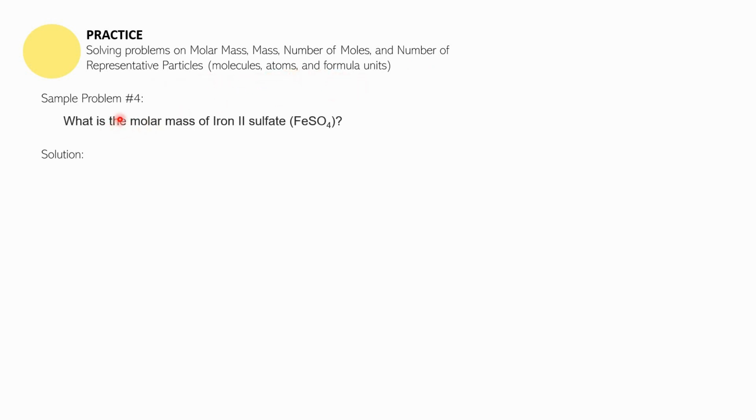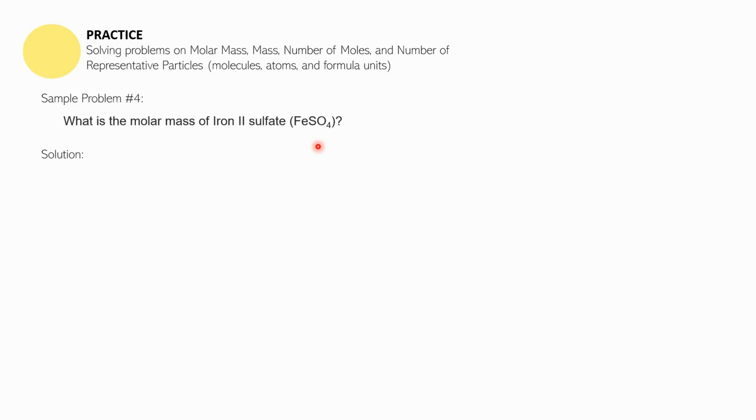Let's have the following sample problem. Sample problem number 4. What is the molar mass of iron(II) sulfate, or FeSO4? So you know the drill. How about you try and do it by yourselves? I'll be giving you time. You can pause this video. If you have decided to continue, that means you are done solving for the molar mass of iron(II) sulfate, I am assuming.